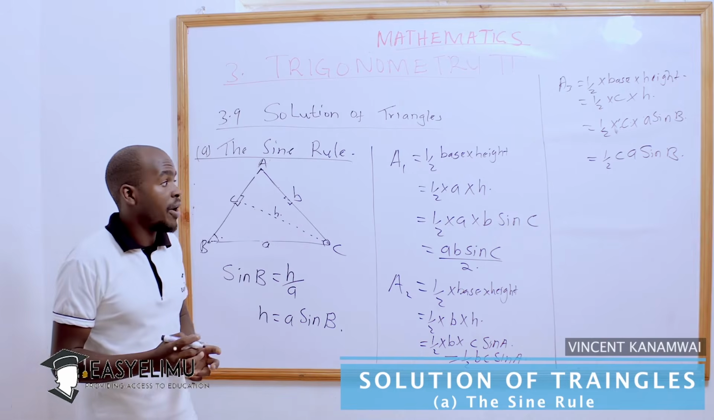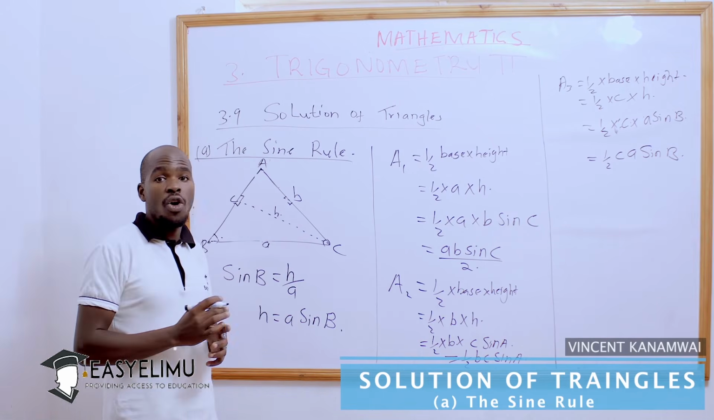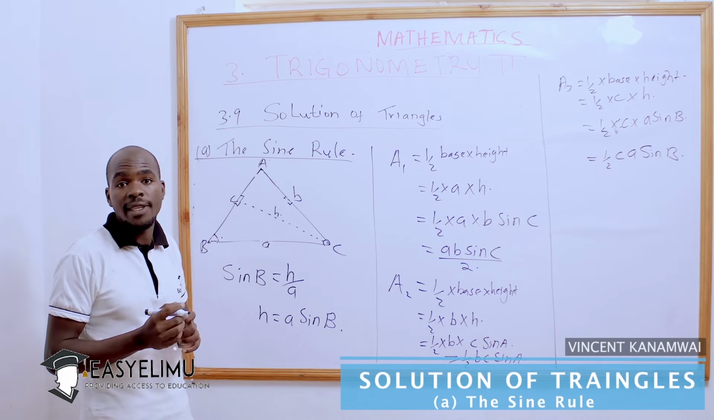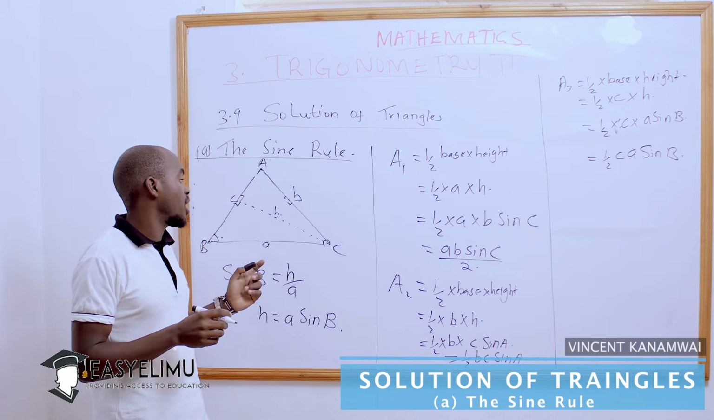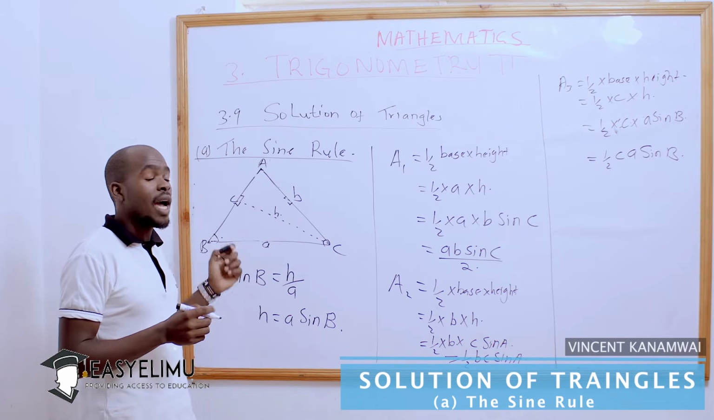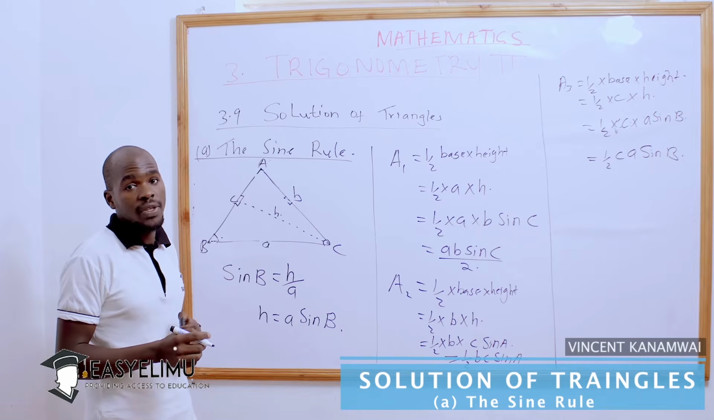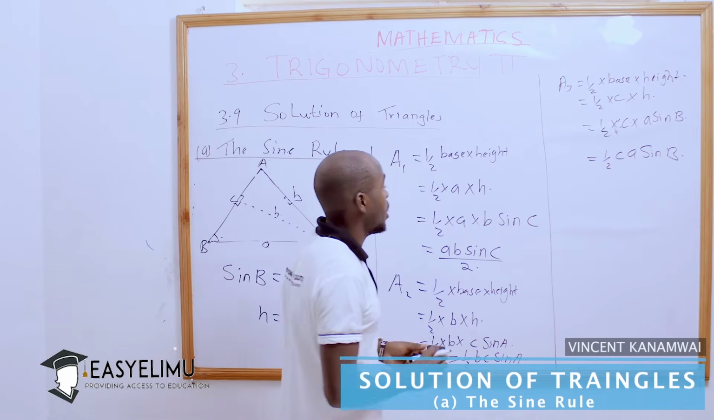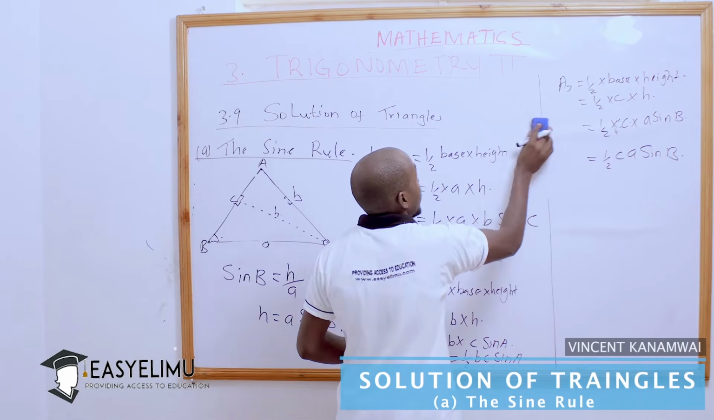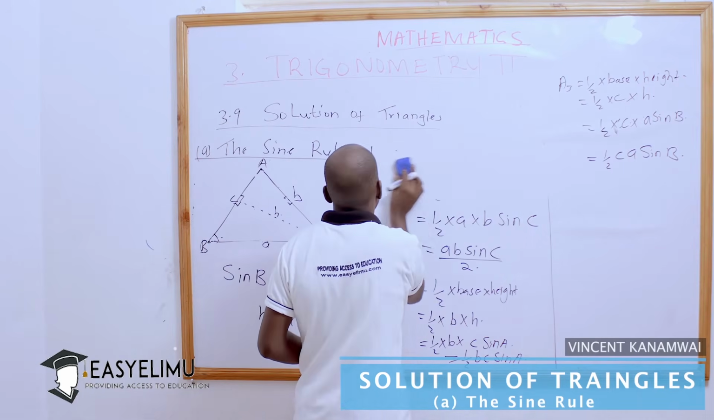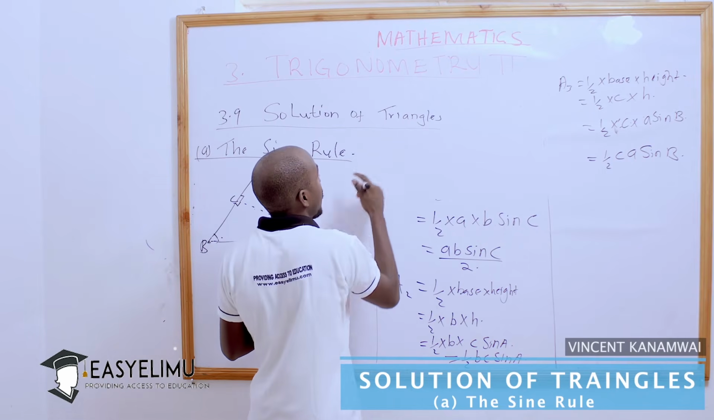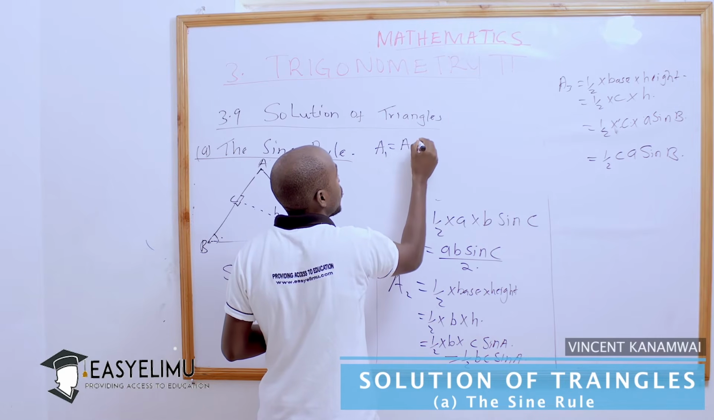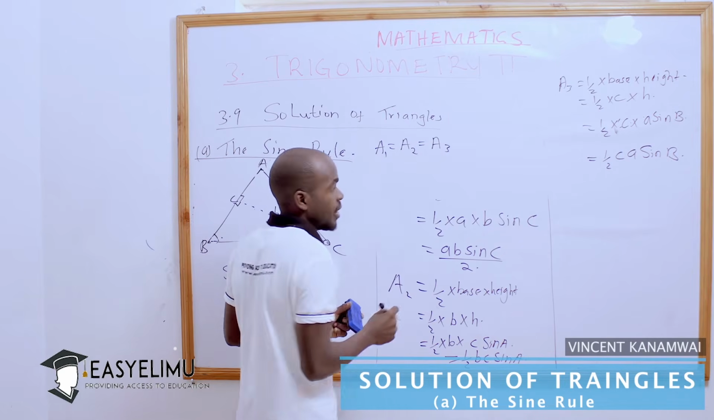So with that, we have found the areas of the triangle in 3 different ways by considering each side of them as the base of the triangle and constructing a perpendicular to meet a given base so as to find the height of that triangle. And with that, we can equate the areas and say that area 1 should be equal to area 2, which should be equal to area 3.